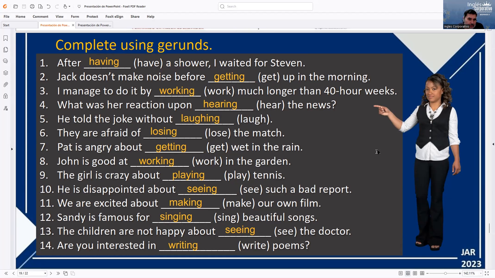John is good at working in the garden. The girl is crazy about playing tennis. He's disappointed about seeing such a bad report. We're excited about making our own film. Sandy is famous for singing beautiful songs. The children are not happy about seeing the doctor. Are you interested in writing poems?